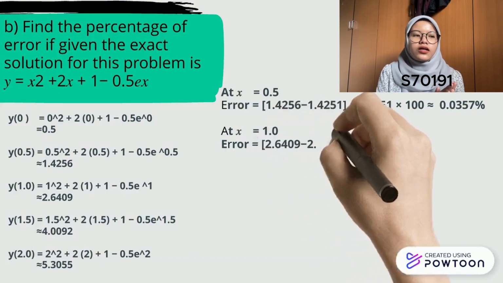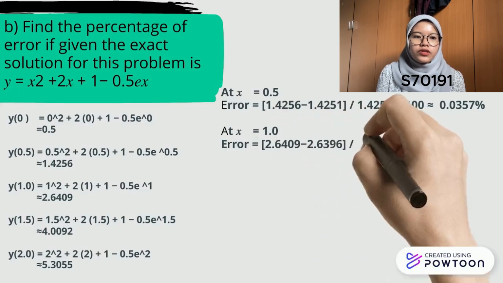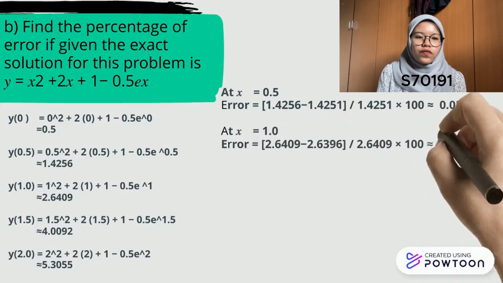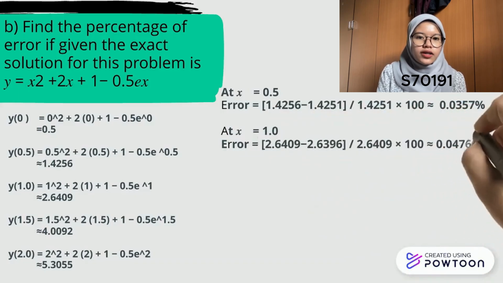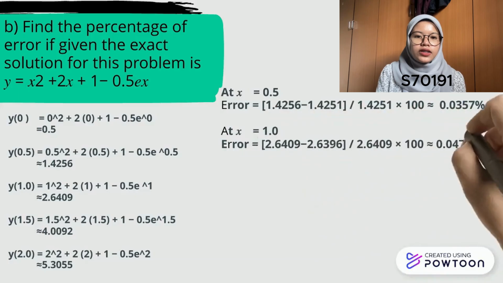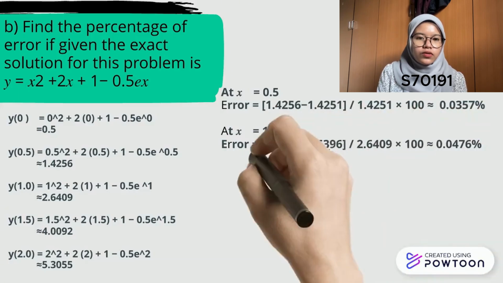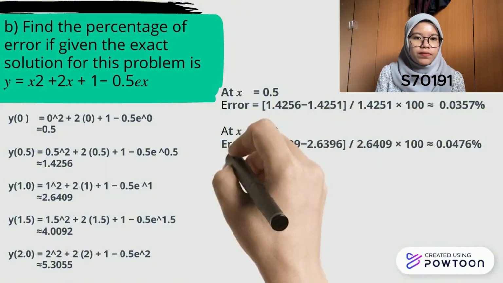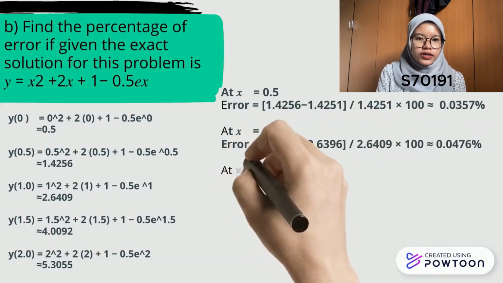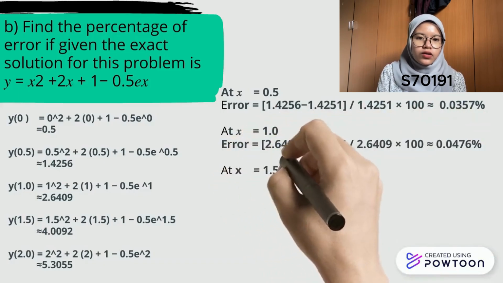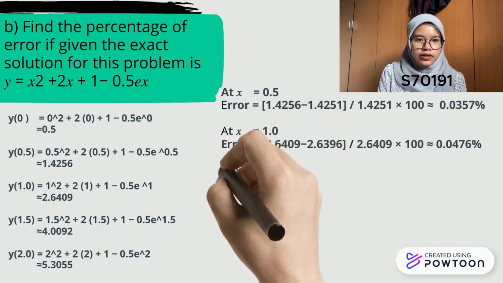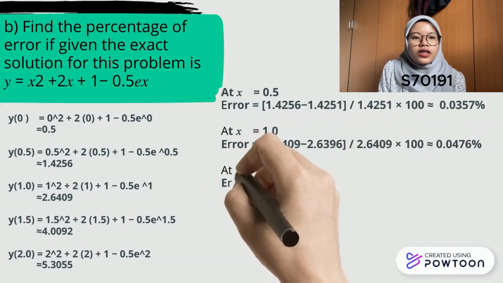So for x equals 0.5, the approximate value is given as 1.4251. Using the formula for percentage error, we can calculate error equals 1.4256 minus 1.4251 divided by 1.4256 multiply 100. So the answer equals 0.0357%.